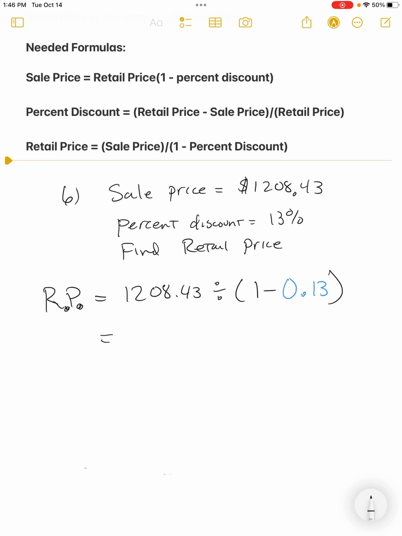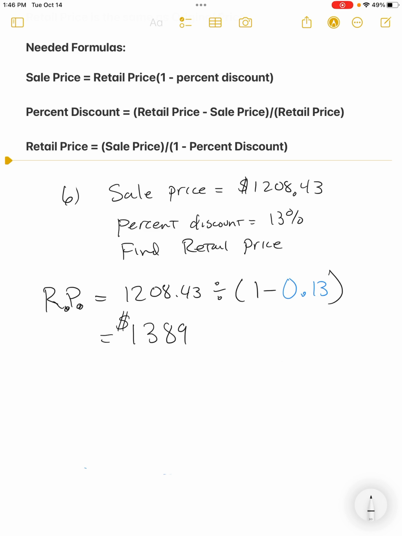You can just let your calculator do all the work. Type in exactly what you see there, 1208.43 divided by, open parentheses, 1 minus 0.13, close those parentheses, hit equals. And you have a number, $13.89. That is the answer to the question.